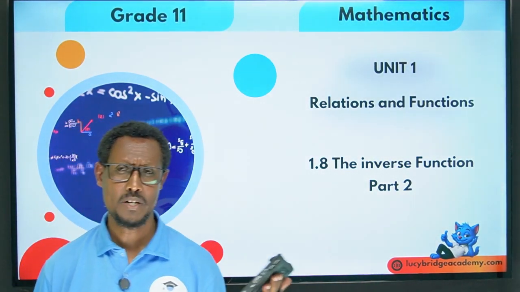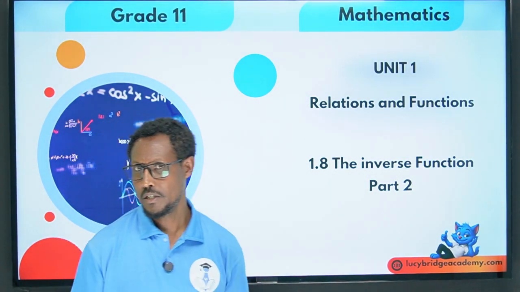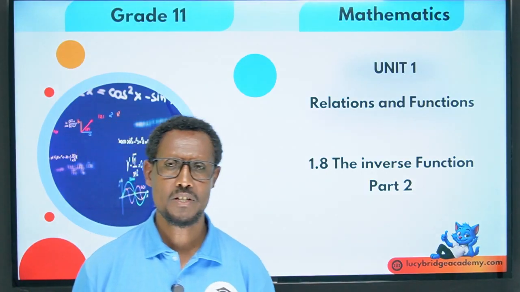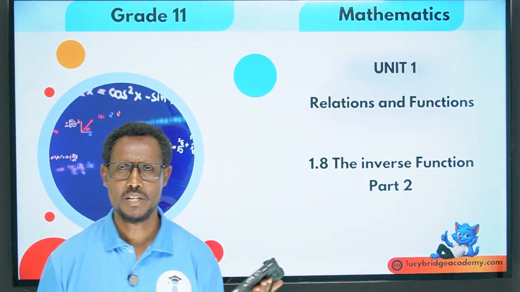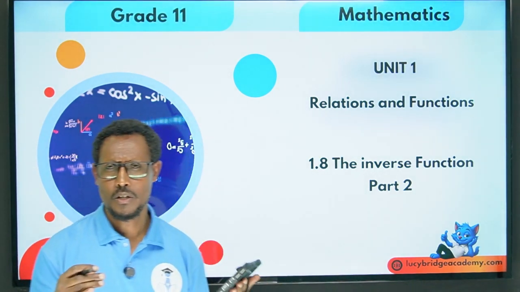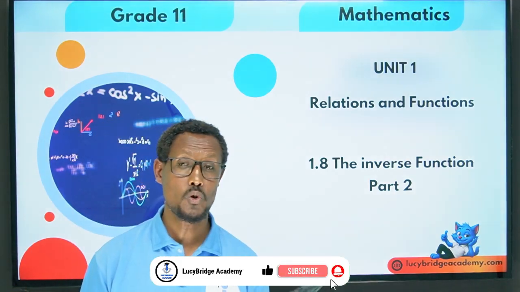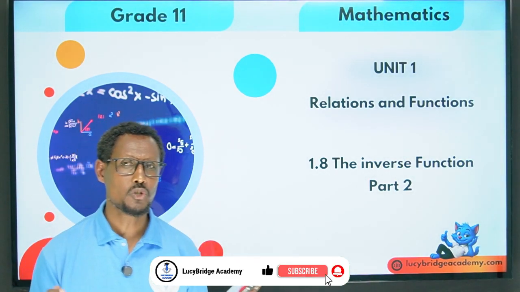ክፍለ ጊዜ ወይም ከባለፈው ቪዲዮ የሚቀጥል ኢንቨርስ ፋንክሽን እናያለን። እንደምታስታውሱት in the previous session we have seen how to find the inverse of a given function. Or first we have to detect whether the given function is invertible or not. It must be one-to-one in order to be invertible.